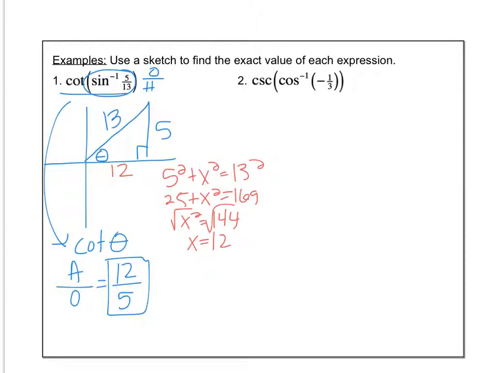12 over 5. You still do need to be careful about if you go down or to the left, you have to put a negative in. But these were in quadrant 1 because sine was positive, and the only place that sine is positive, if we're looking at 1 and 4 as our choices, is 1. Does that make sense? Good?